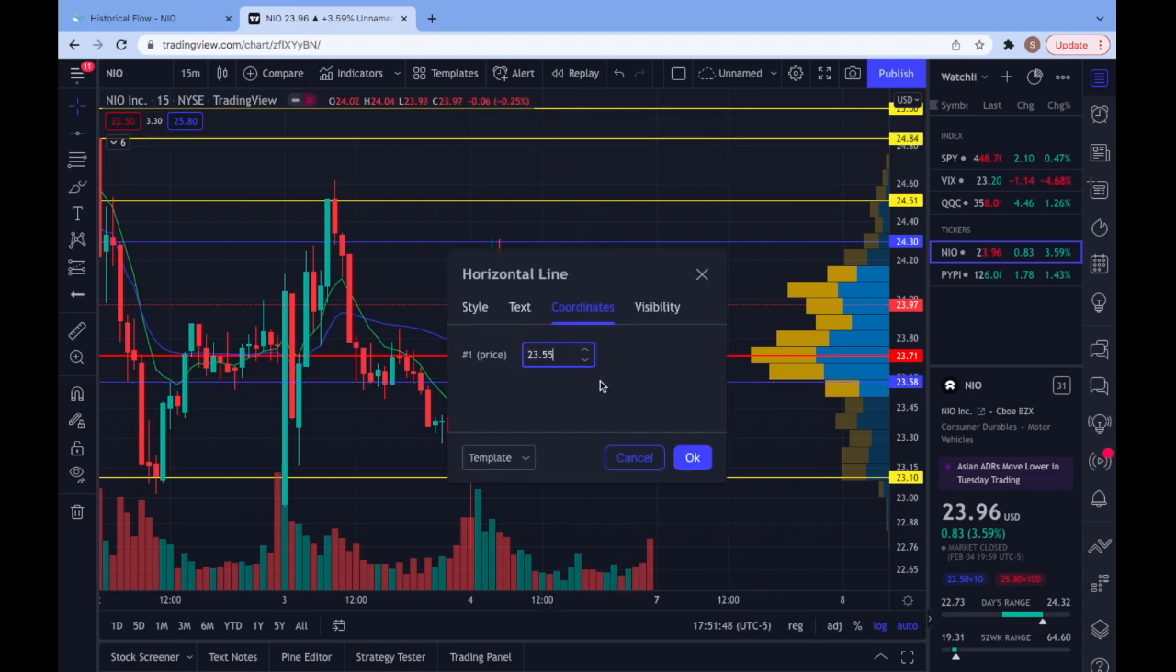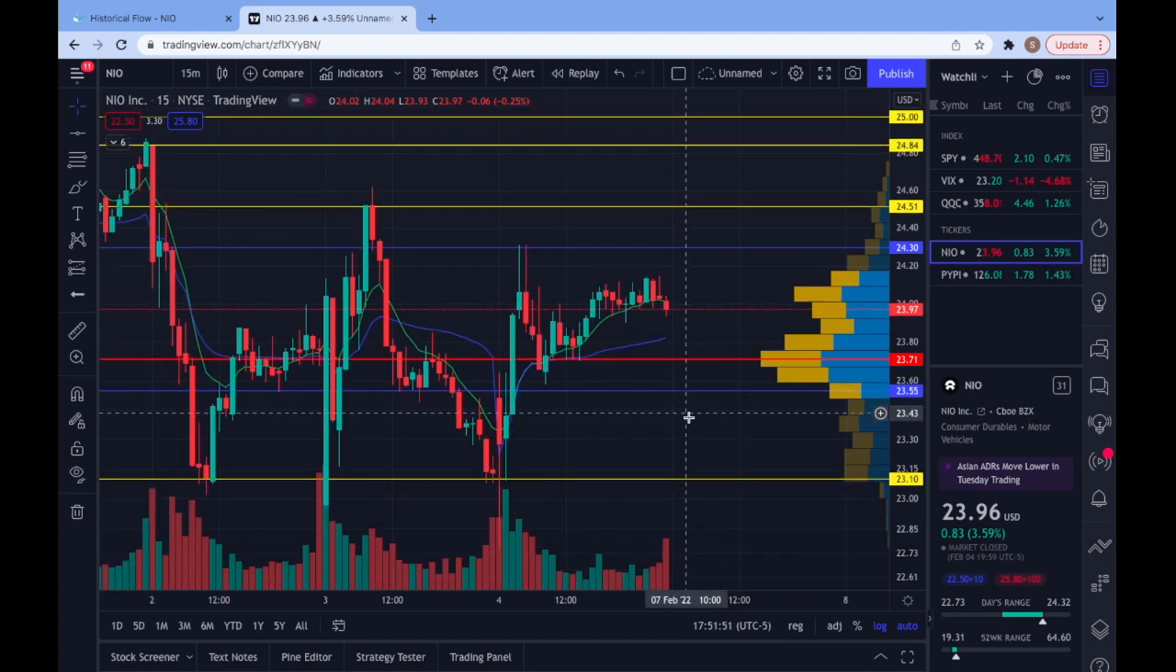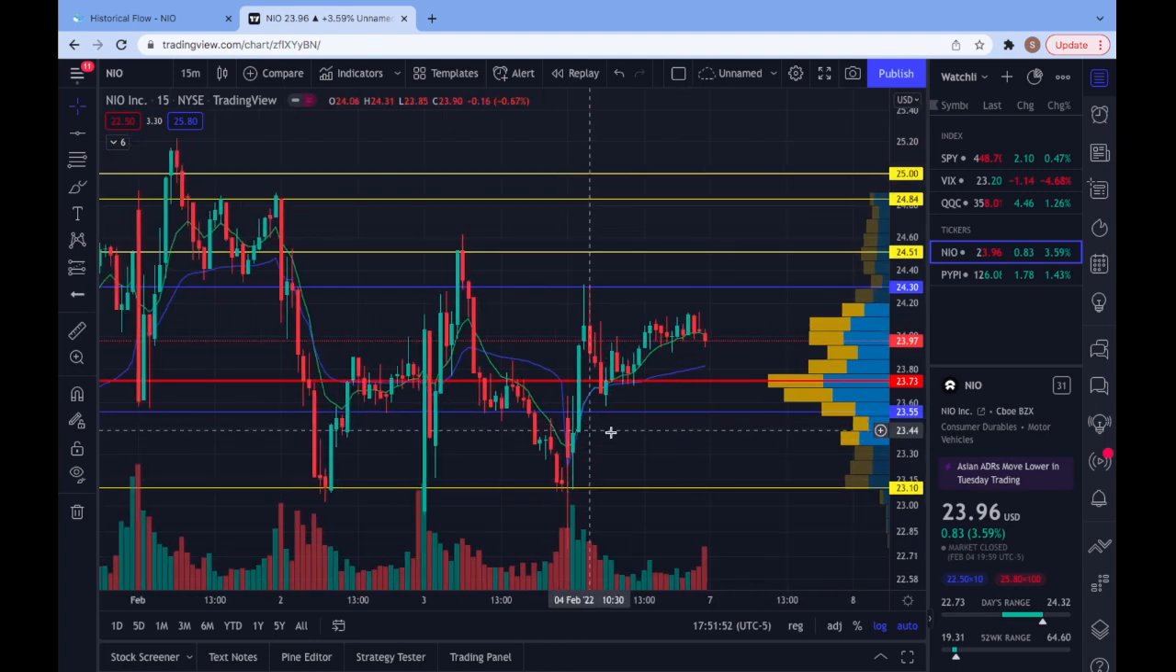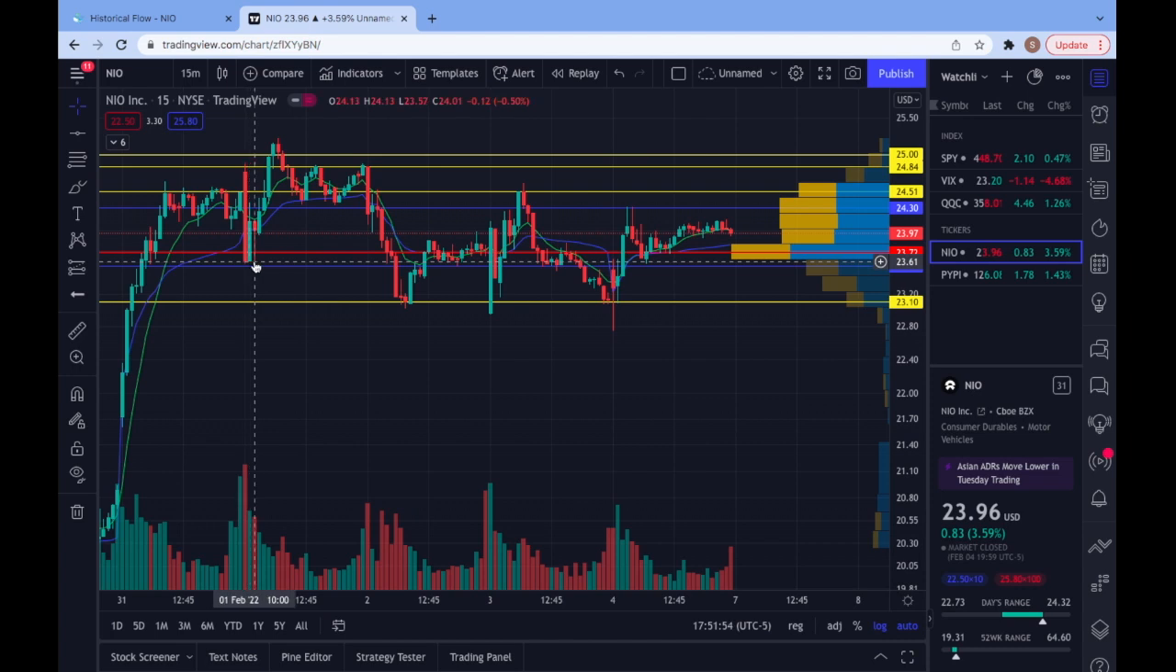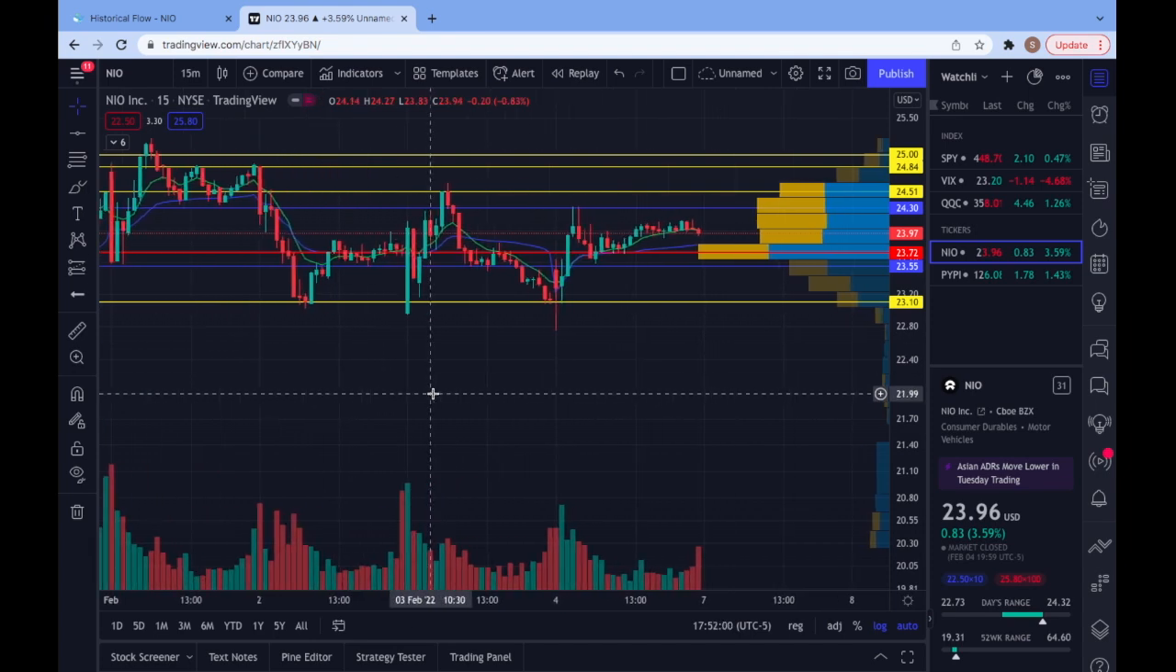I just think there's a little bit of chop, so I'm going to wait until I get a little bit under that level before playing puts. It's also right underneath this level here. So 23.57 is definitely a big level as well. But I'm going to wait for that.